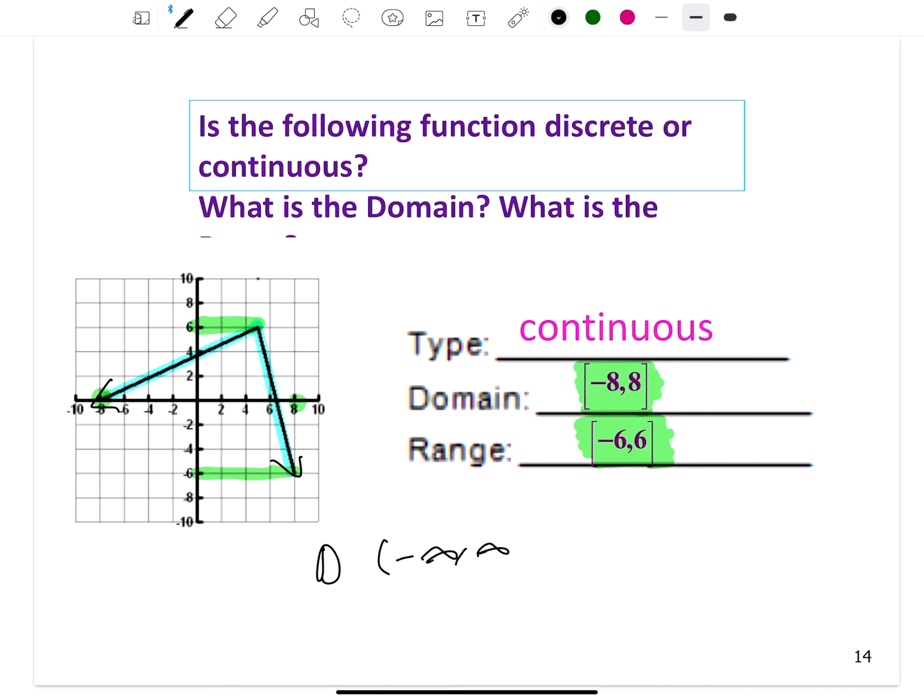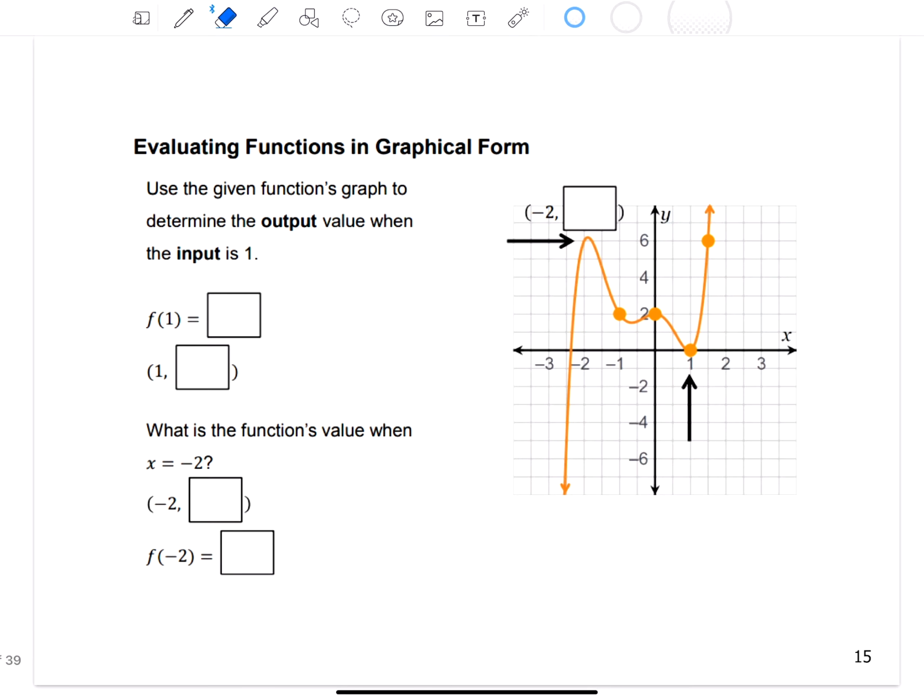Domain would become -infinity to +infinity, and the range, the highest value of the graph still looks like it is +6, and the lowest value will be -infinity. So range would become -infinity to +6 in that case if we had arrows. But if there are no arrows, then domain would be -8 to 8 with brackets, and range would be -6 to 6 with brackets.